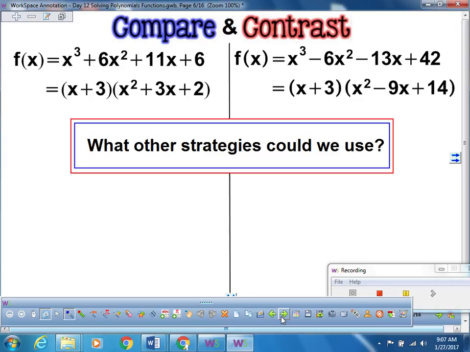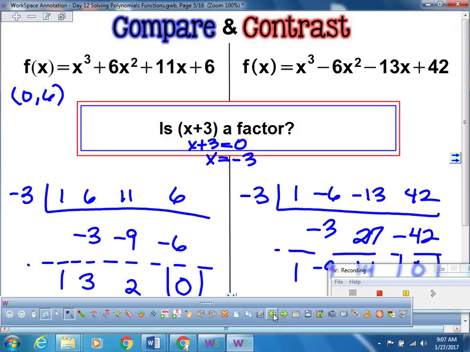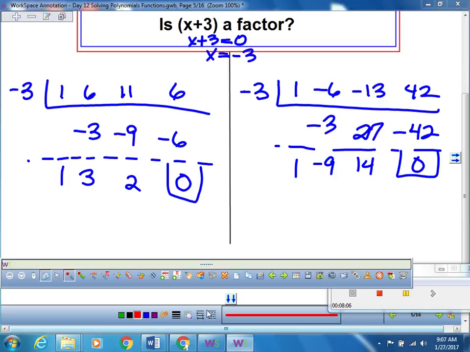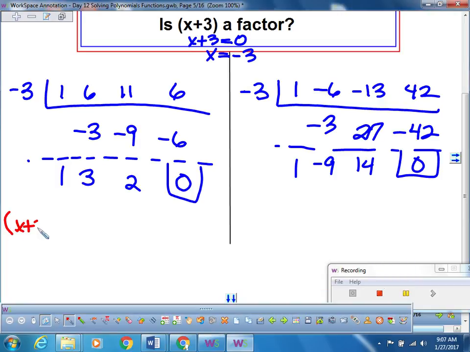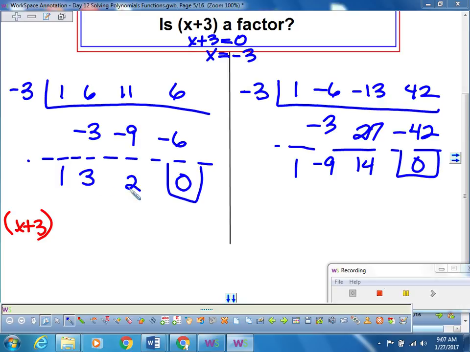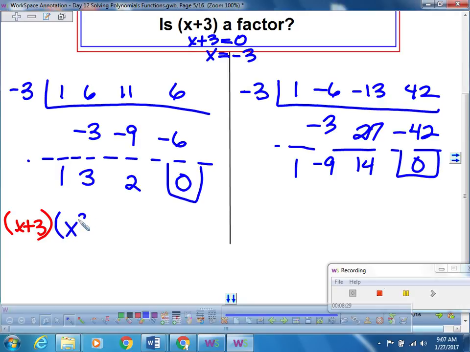Okay, so where did I get that trinomial? Let's look at this. Let's go back to this. Remember I told you, so we know that x plus 3 is a factor, right? Then from here, I can see, do you see the trinomial in there? It's right there in front of you. This would be the constant. This would be the coefficient of x. This would be the coefficient of x squared. So I have x squared plus 3x plus 2.